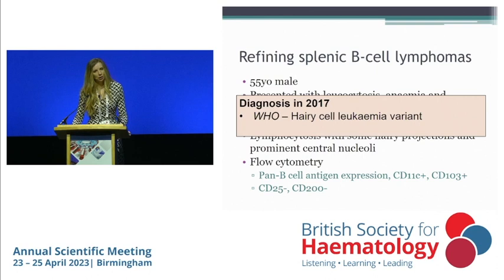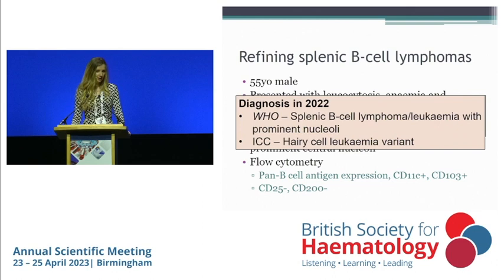So historically, this patient in the previous WHO would be diagnosed as hairy cell leukemia variant. In the new WHO, they would now be defined as splenic B-cell lymphoma/leukemia with prominent nucleoli. In the ICC, he would be called hairy cell leukemia variant. So I think this is the theme that we will go along, the scenarios where we're getting two different diagnoses depending on the clinical features of the patient.